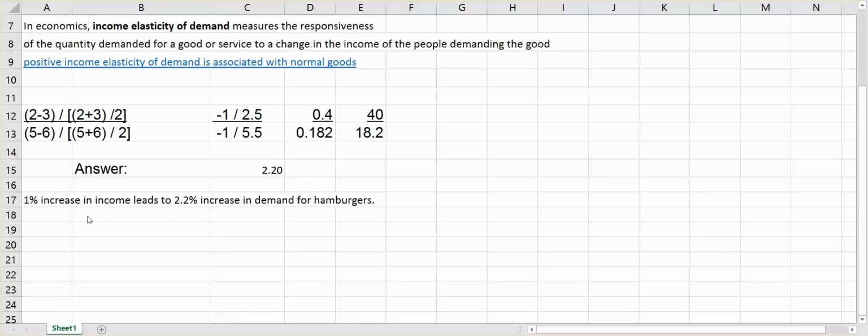Now, what does that mean? That means for every 1% increase in income, that leads to a 2.2% increase in the demand for hamburgers.